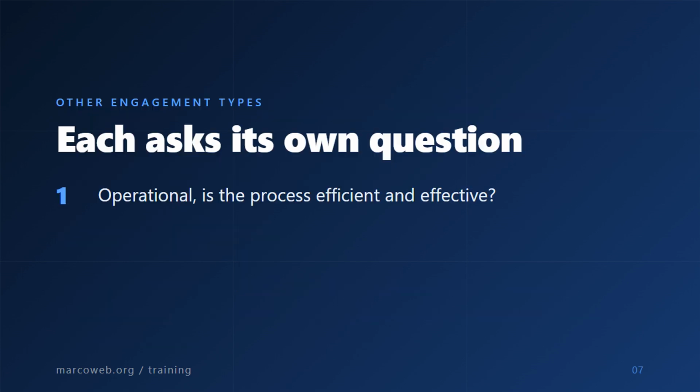Beyond those two, there are engagement types the exam expects you to recognize. An operational audit examines whether a process achieves its objectives economically, efficiently, and effectively. Benefits realization and capacity utilization lie here. It is not concerned with compliance for its own sake.